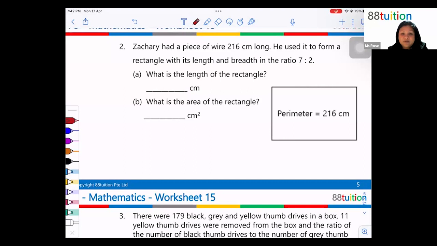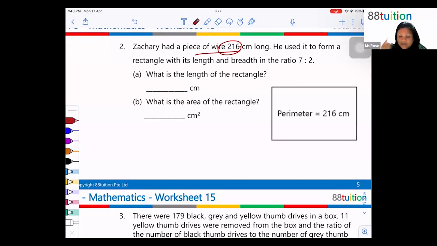So very quickly, those of you who have done it, this is a pure ratio question. So Zachary had a piece of wire, 216 cm long. He used it to form a rectangle with its length and breadth in the ratio 7:2.